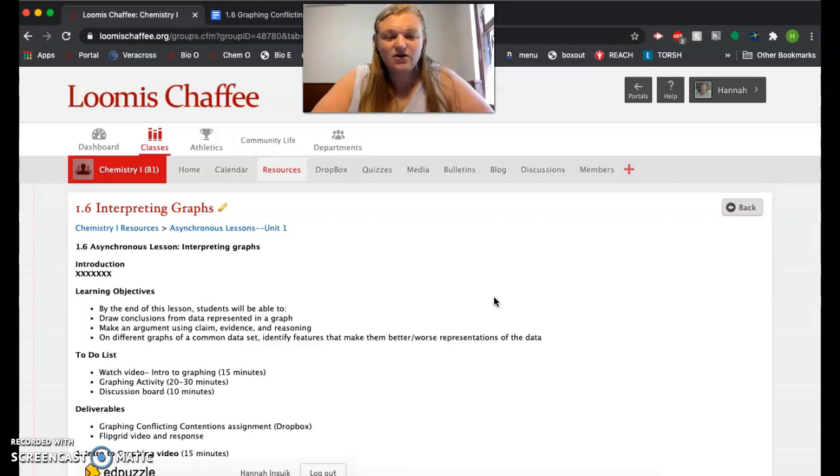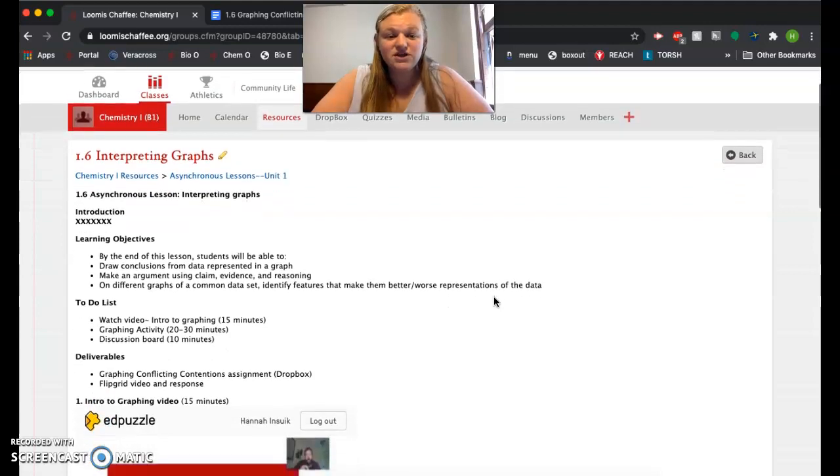Today is all about graphing, interpreting graphs, and making an argument. And so the learning objectives for today are to draw conclusions from a graph, make an argument using claim, evidence, and reasoning, and identify features that make a graph a better or worse representation of the data.